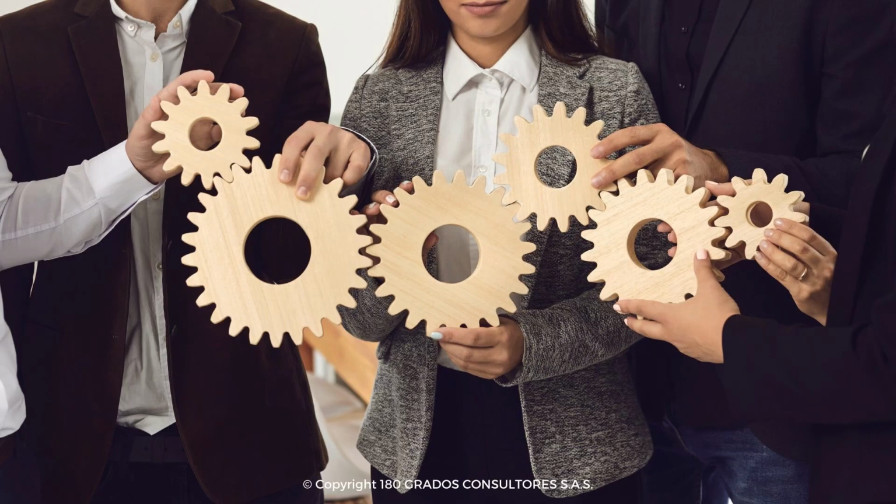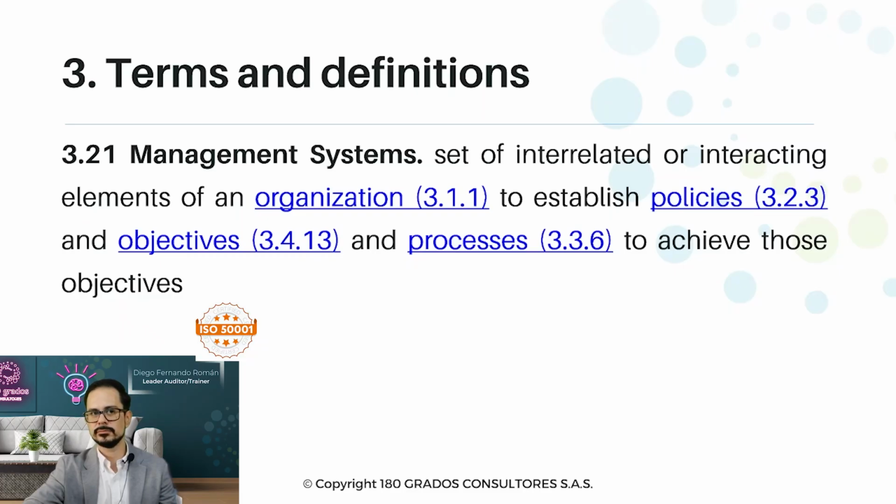In the context of ISO 50001, the energy management system is the set of interrelated or interactive elements that the organization uses to manage its energy performance. These include the policies, objectives, and processes related to energy use and consumption.